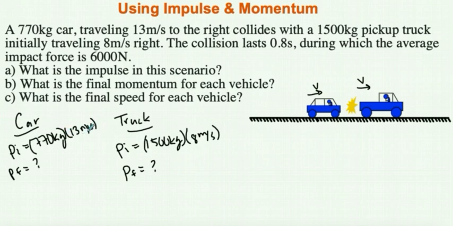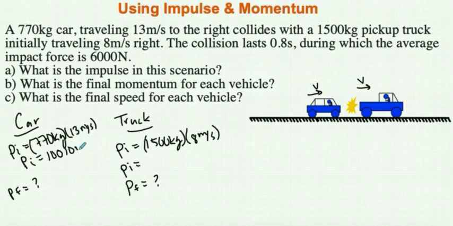So let's put initial momentum in our calculator. So initial momentum for these. So for the car we get 10,010 kilograms times meters per second. And for the truck, we get 12,000 kilograms times meters per second.